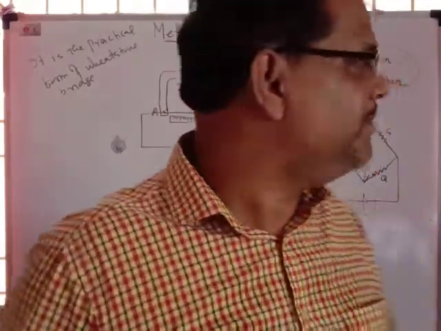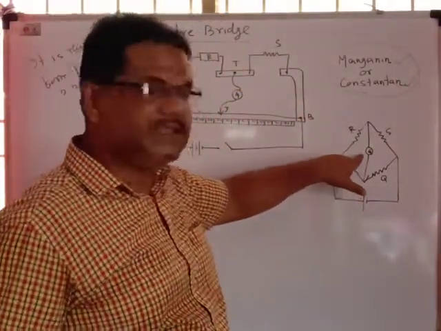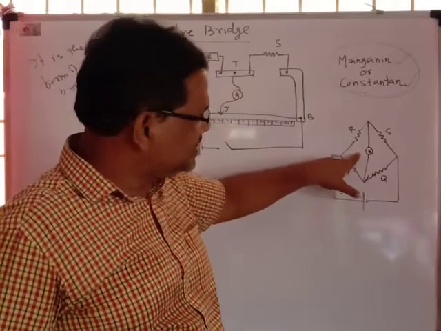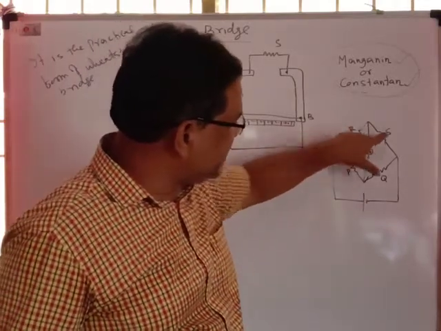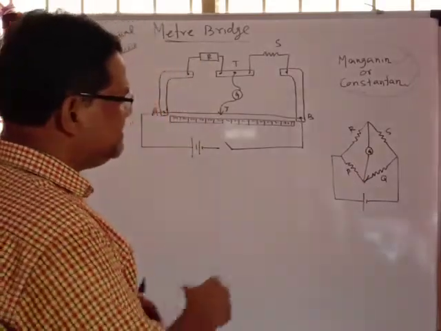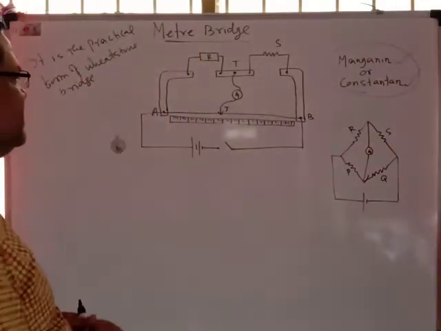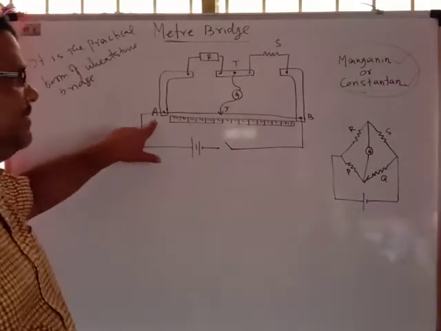You know it from the Wheatstone bridge condition. So if it is the Wheatstone bridge balance condition, then R by S must be equal to P by Q, and no current flows through the galvanometer. Simply, it is the practical form of the Wheatstone bridge. So what happens here? Why is it called the meter bridge first?